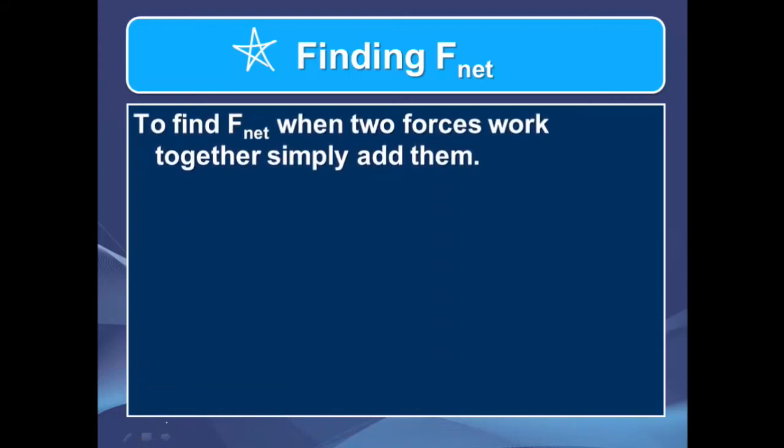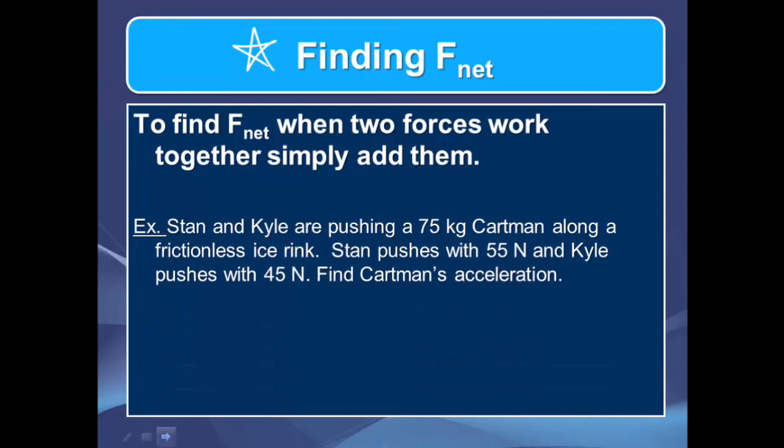So we'd better know how to find the net force. When the 2 forces are working together, it's simple. Think of vector addition, my friends. They're both working in the same direction. You're going to add them up. Let's use an example. Stan and Kyle are pushing a 75 kilogram Cartman, yeah right, along a frictionless ice rink. Stan pushes with 55 newtons and Kyle pushes with 45 newtons. Find Cartman's acceleration. So, if I were to draw the diagram, let's say that Cartman is one big block.